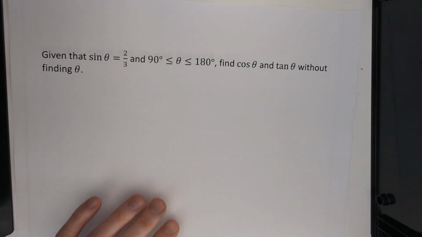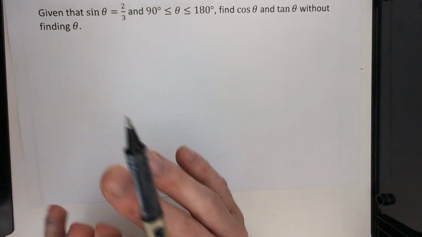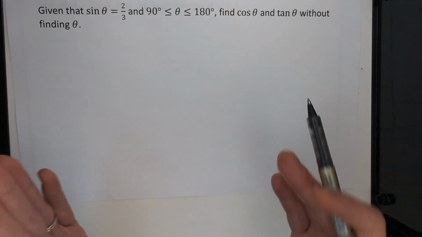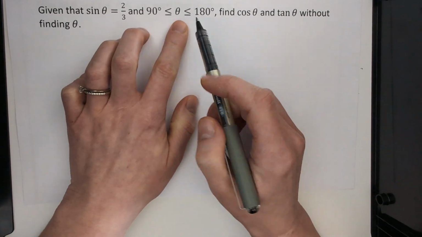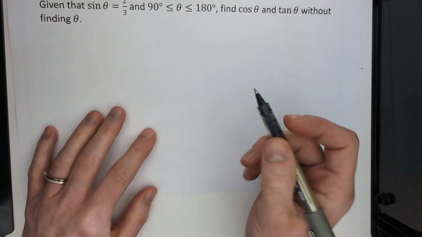Okay. Now we have a slightly different domain given to us here. Given that sine of theta is 2/3, this is not 1 on the unit circle. Let's see what we can do without that. And this domain for theta, find cosine of theta and tangent of theta without finding theta.